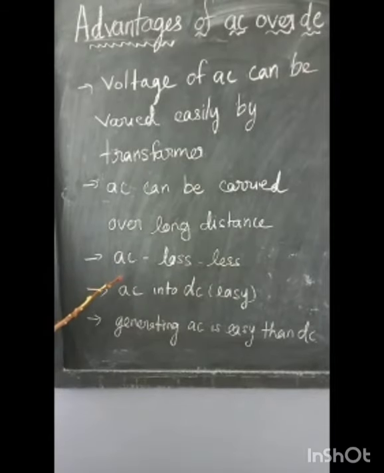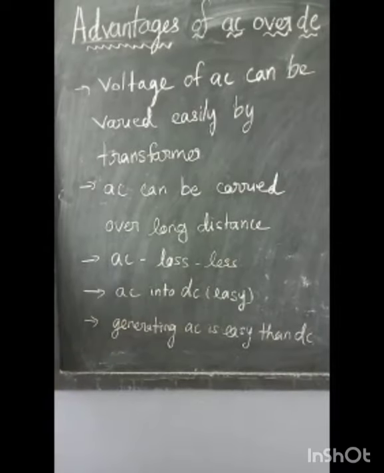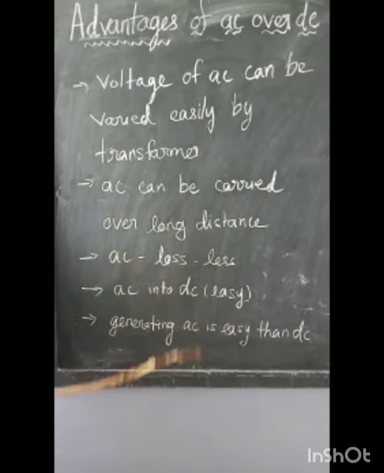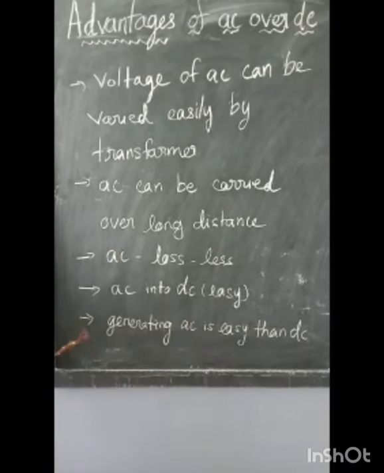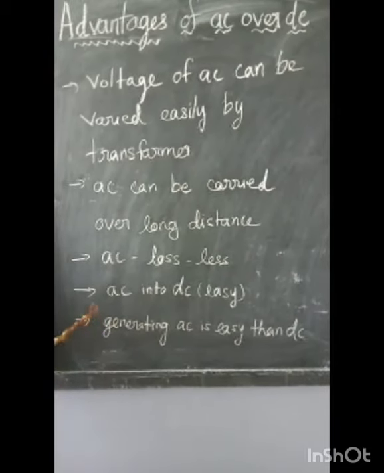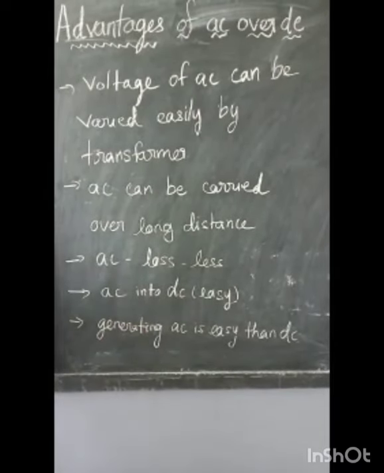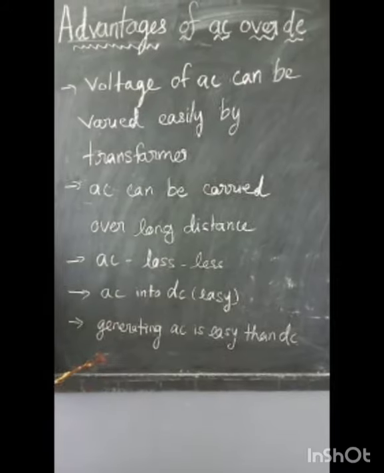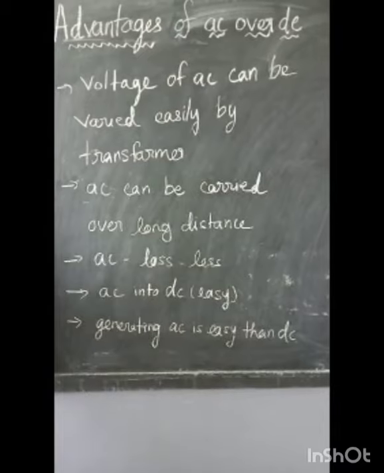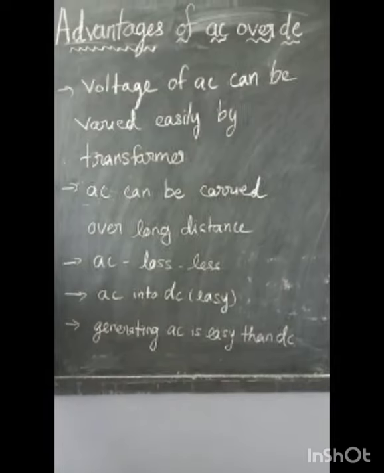Then third point, AC is nearly lossless. While transmitting, there is a very small, negligible loss of AC. Then next point, conversion of alternating current into direct current is very easy. Then next point, generating AC is easier than DC. Producing alternating current is very easy compared to the production of direct current.